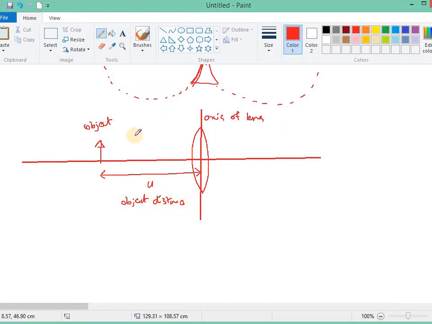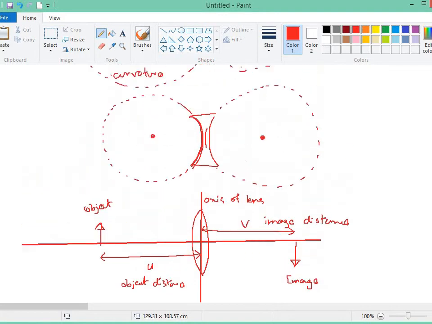Okay, if the lens forms an image, let's say there is an image here. So the image distance is the distance from the image to the axis of the lens. And the symbol for image distance is V. Okay, image distance V.